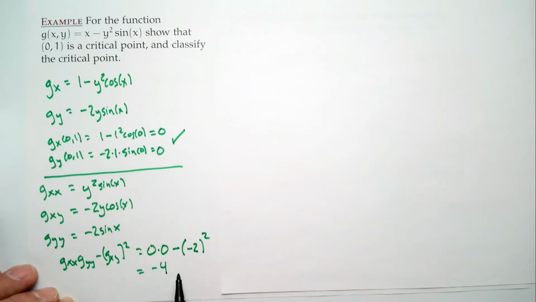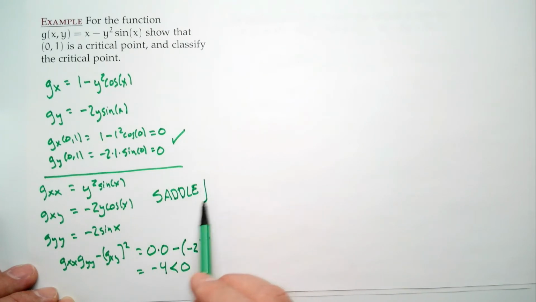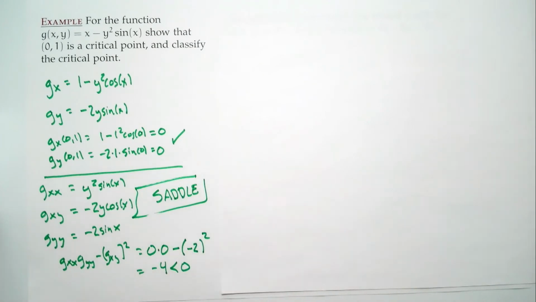Now what's true about negative 4? It's negative. In fact, we even said it. It's negative 4. So it's negative. Okay. So what kind of point do we have? Saddle. Now you're probably thinking, wow, 2 saddles in a row. Actually, saddles are very common. They're probably more common than maxes or mins. So it's not too surprising.